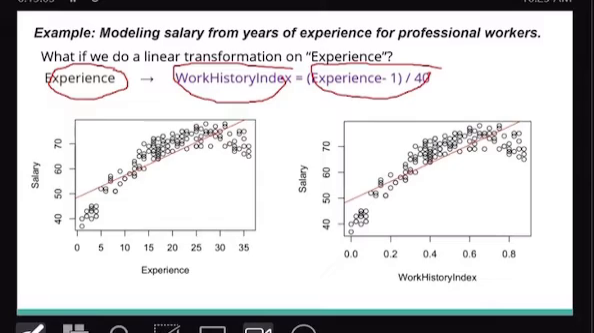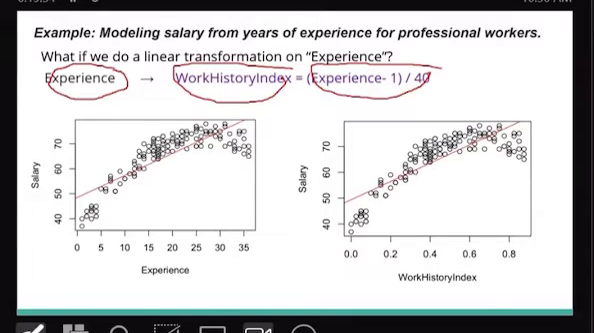But why are we not using this? This doesn't sound okay in economics, just trying to look at the experience. It is better to specify the work history index, and the work history index is a linear transformation of experience. Does that make sense? So the linear transformation doesn't change the shape.